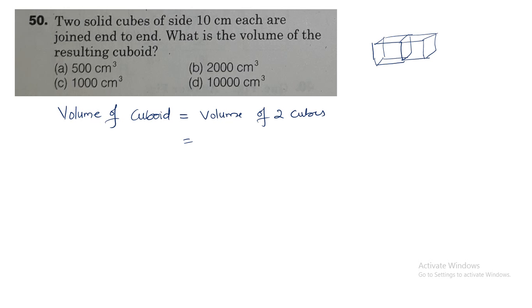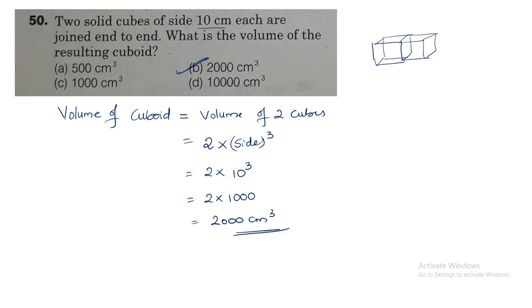Now what is the volume of a cube? The formula is edge cube or side cube. Since we are considering 2 cubes, it is 2 into side cube, which is 2 into, what is the side here? The side is 10 centimeters, so it is 2 into 10 cube, which is 2 into 1000, that is 2000 centimeter cube. Here the units are very important. So the answer is option B.